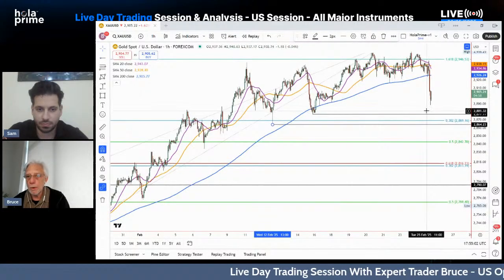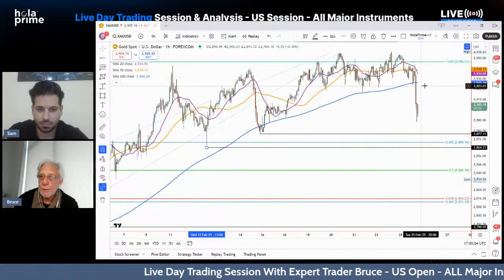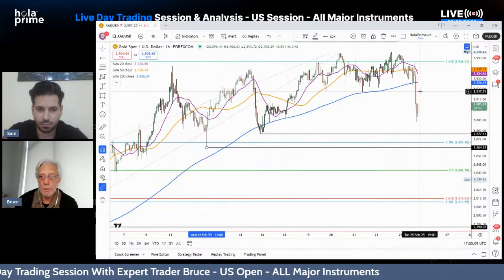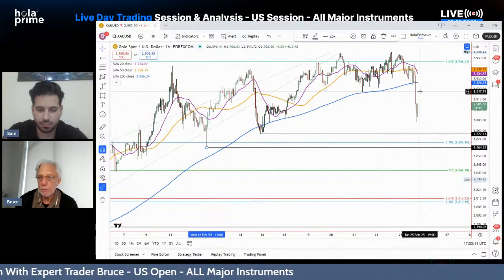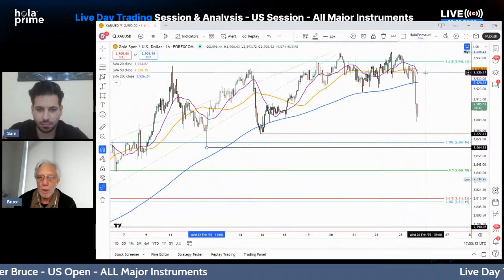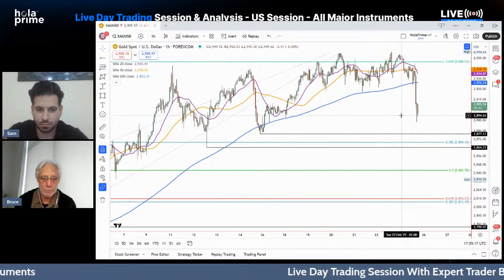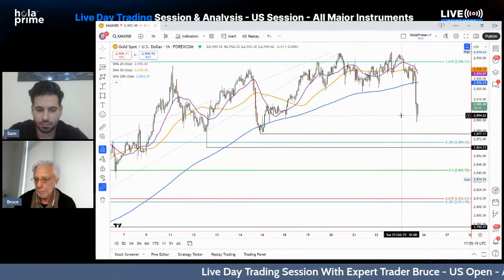Okay, but no entry setup yet. A test of resistance and then a bearish reversal setup on some time frame, depending on what time frame you use, I think it's pretty safe to have a continuation down to some of these lower price levels. All right.